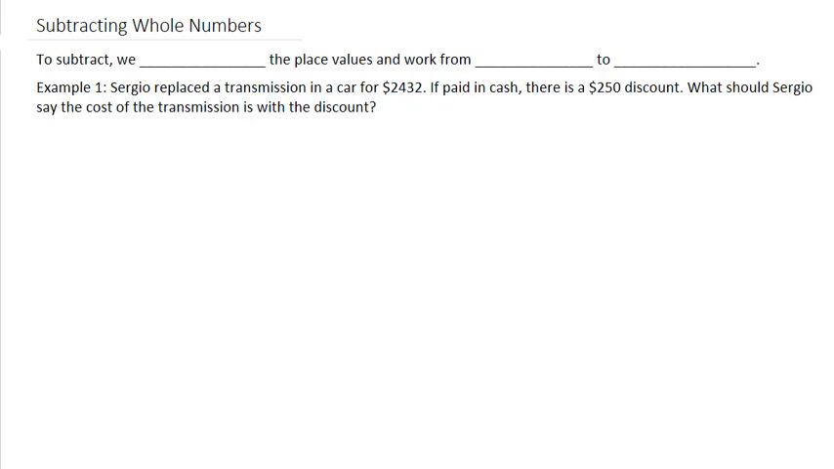Subtracting whole numbers. To subtract, we line up the place values and work from right to left. So let's go look at an example.